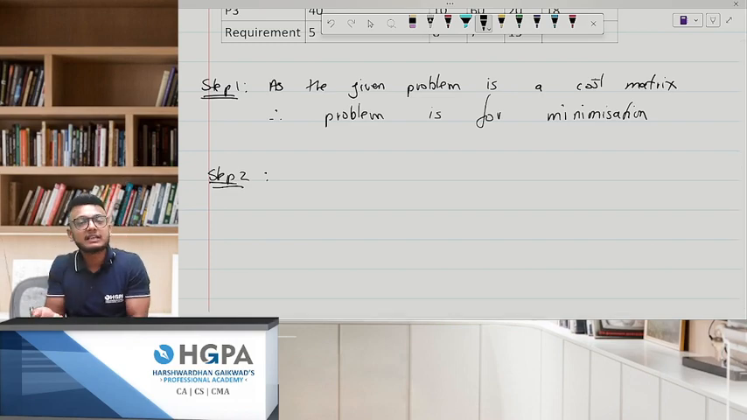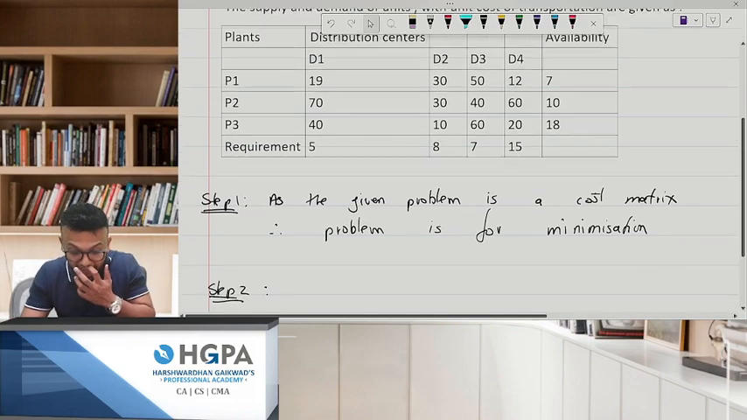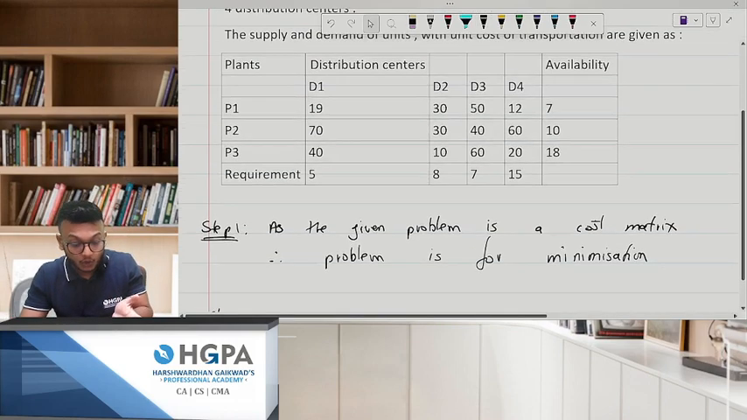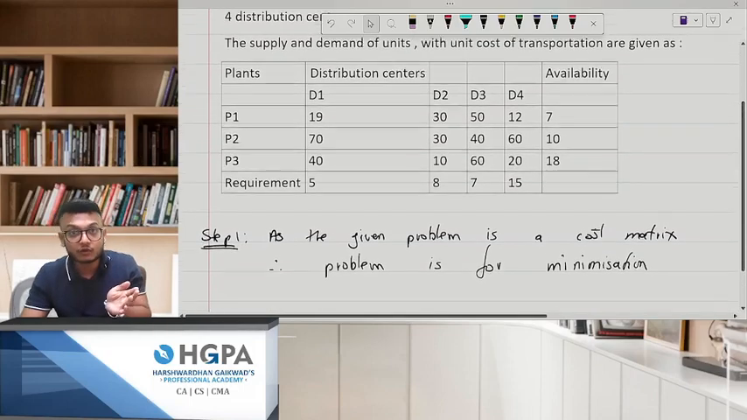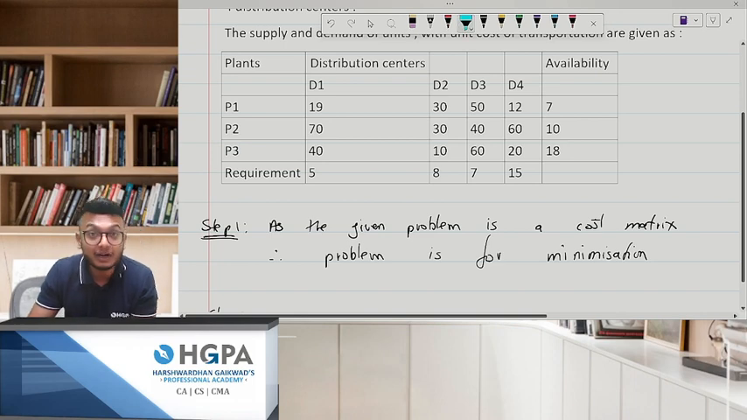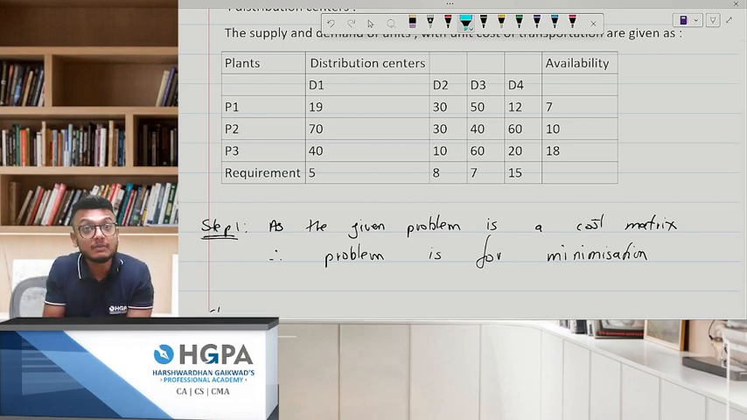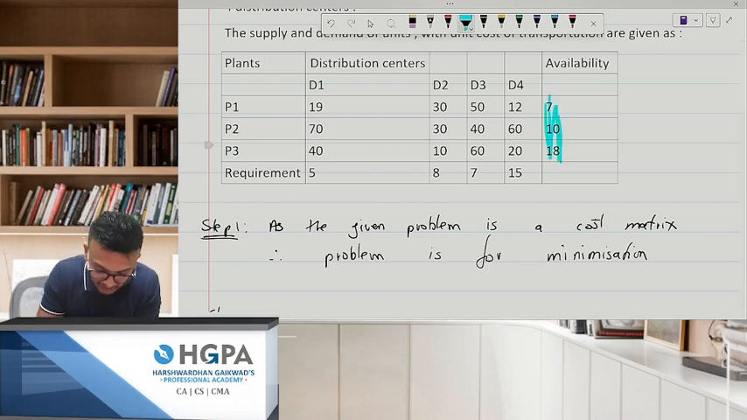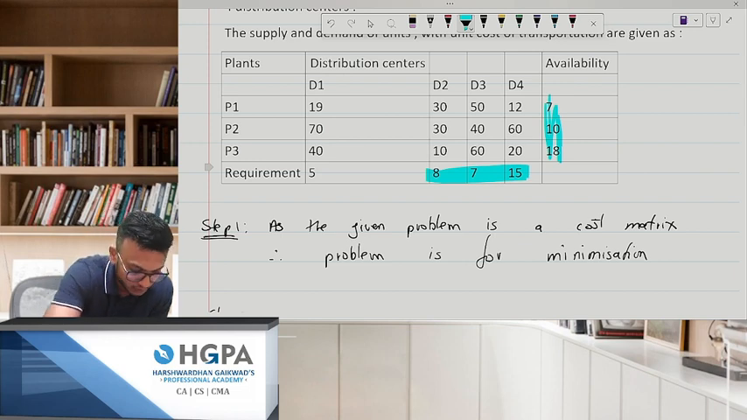We have to check whether it is balanced or not. Now please, ladies and gentlemen, don't go and find out the number of rows and number of columns. No, that is an assignment. What you have to do over here, you have to check the total of what? Demand and supply. Here, availability and requirement. 7, 10, 18 and 5, 8, 7, 15. Just check out what is the total.